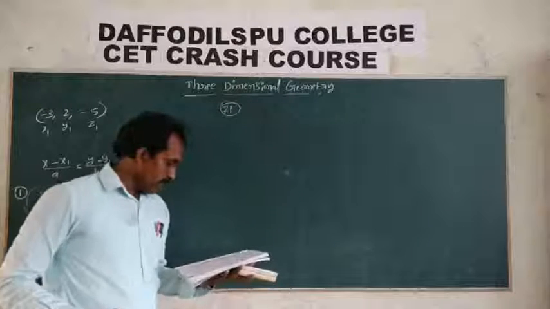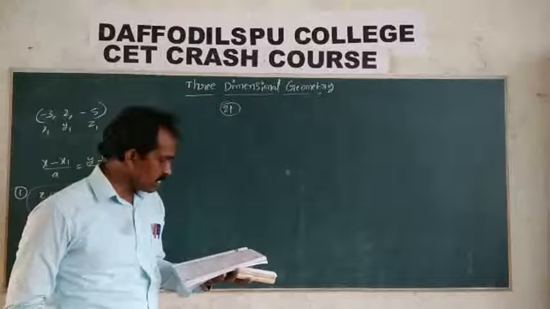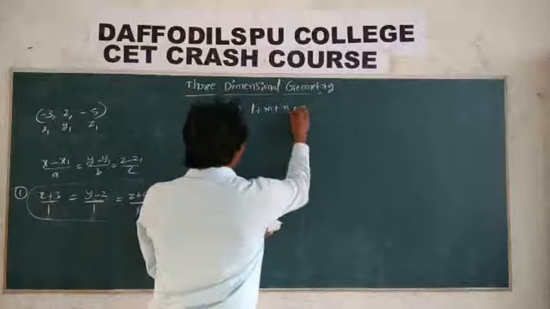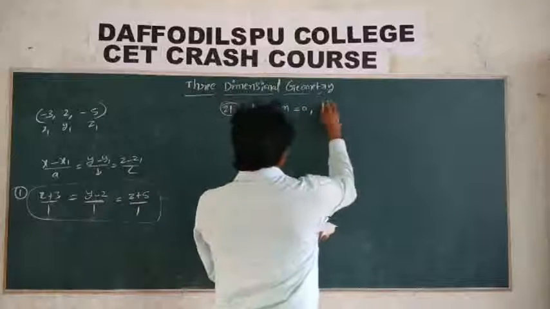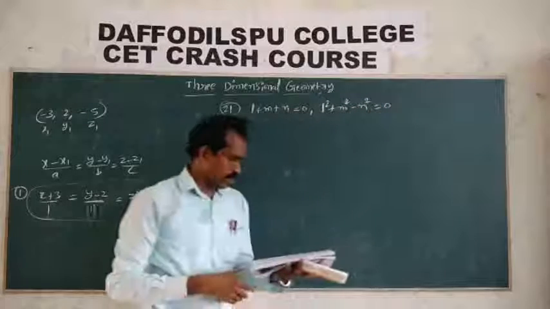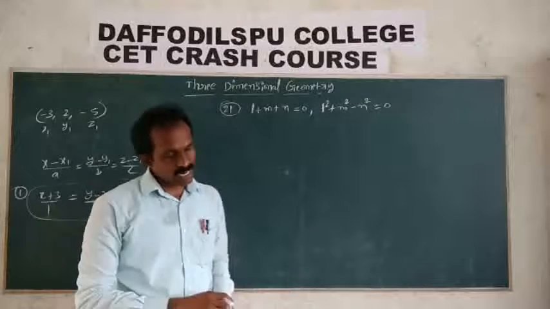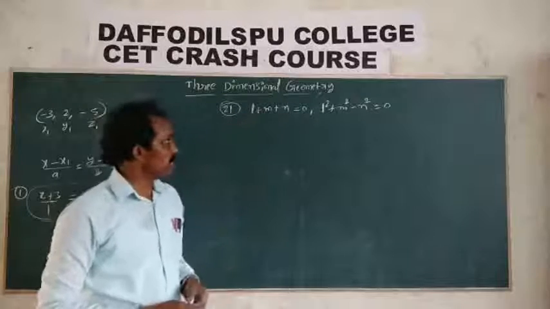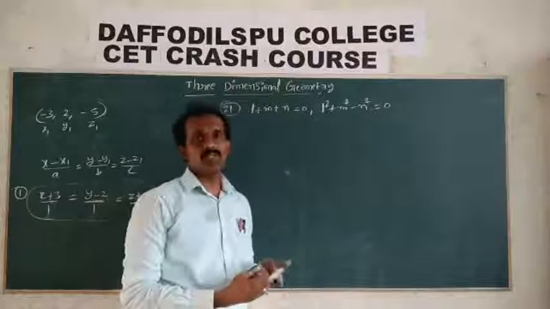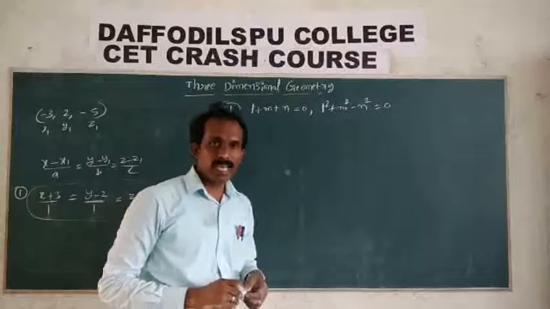21. The angle between the lines whose direction cosines satisfy the equations l plus m plus n is equal to 0 and l square plus m square minus n square is equal to 0. What is the formula to find the angle between two lines when the direction cosines are given?